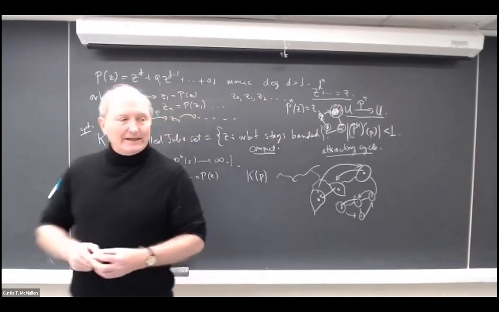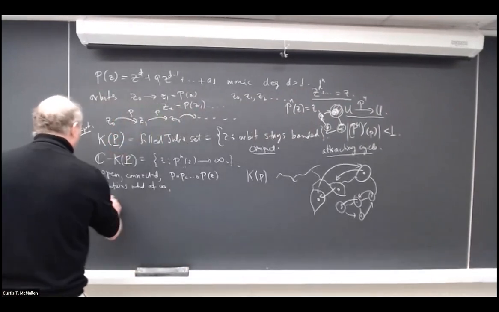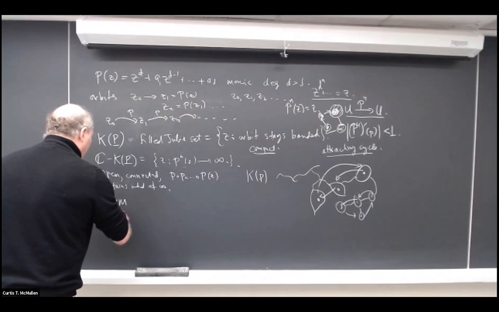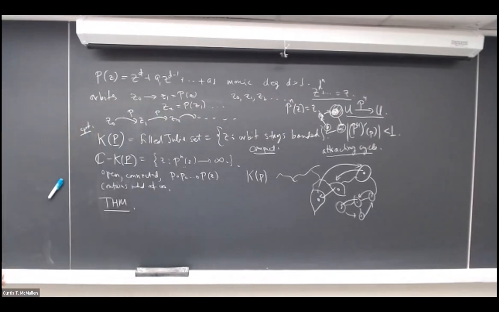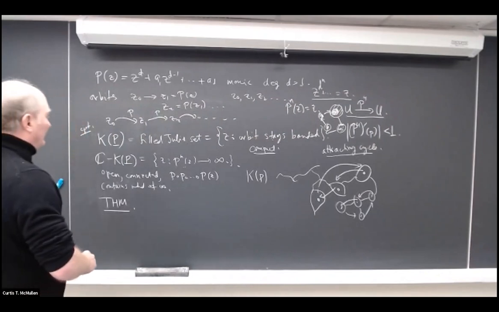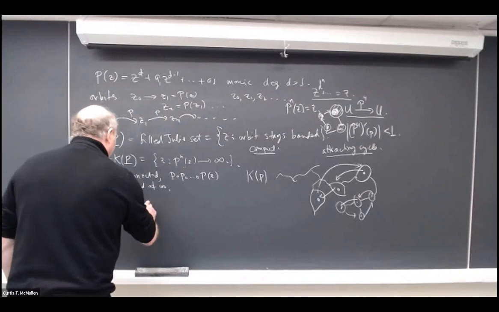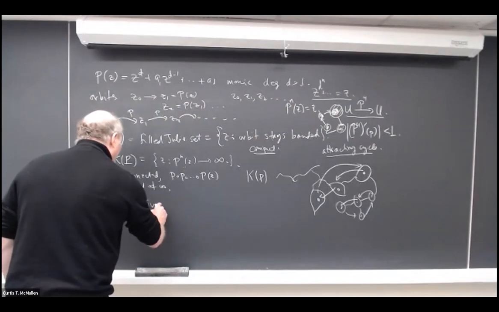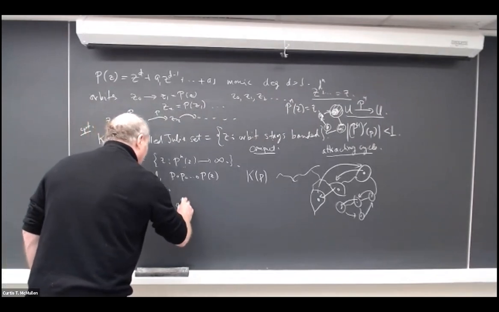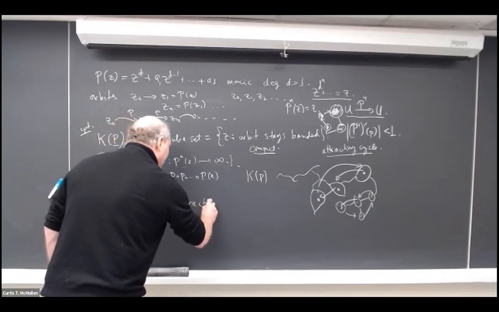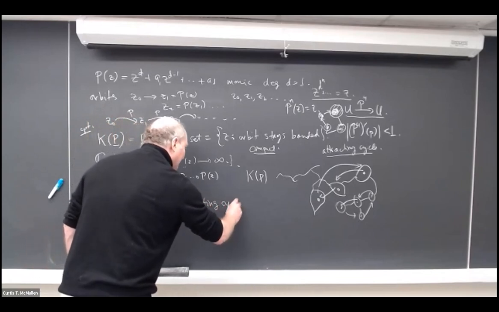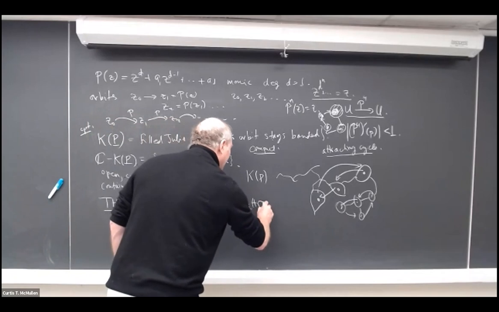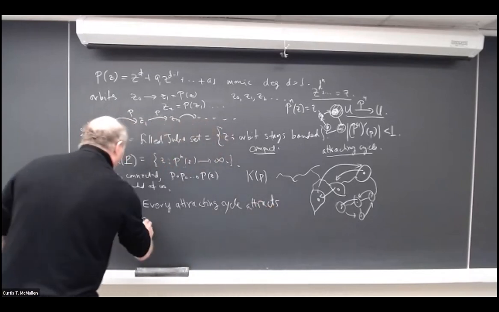Well, there's not, and this is a basic theorem proved by Fatou and Julia in the 1920s. Beautiful starting point for the whole theory, and this theorem is that every attracting cycle attracts a critical point.